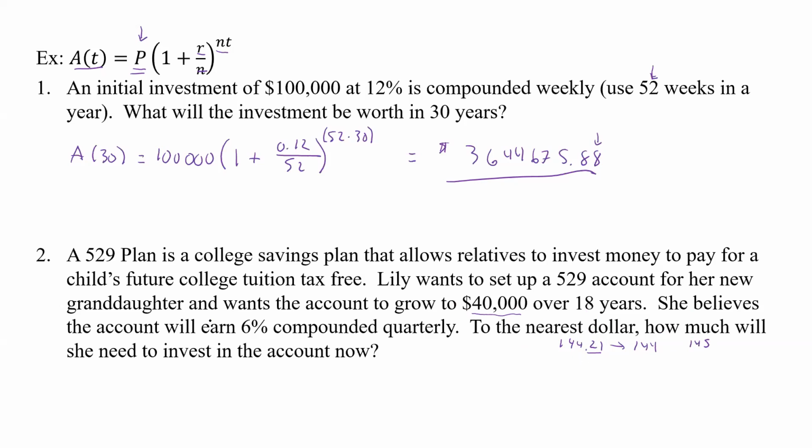So, but what do we have? Well, we say we want $40,000. We don't know our P. Then we have 1 plus R, which is our rate, which is 0.06. Now we're compounding quarterly, so that's going to be 4. Then we're going to have 4 times 18 years. And so basically we're going to take 40,000 divided by that whole thing there, the 1 plus 0.06 over 4 raised to the 4 times 18. So that's going to go over here as well.